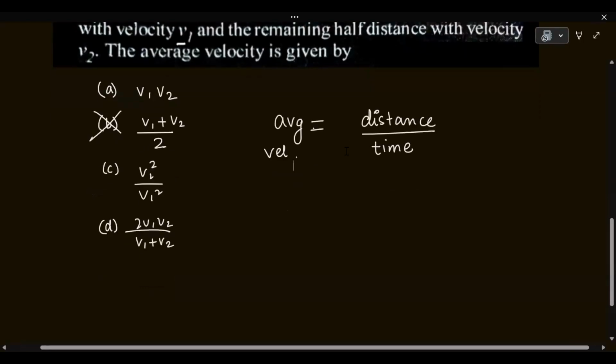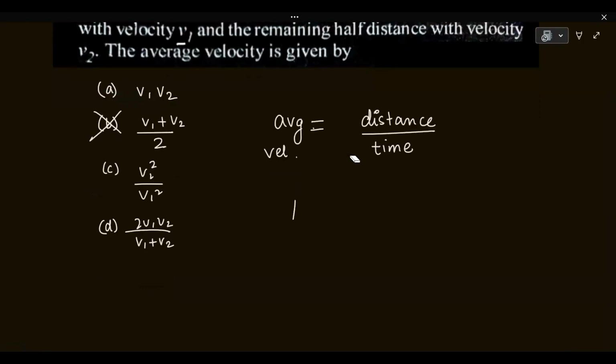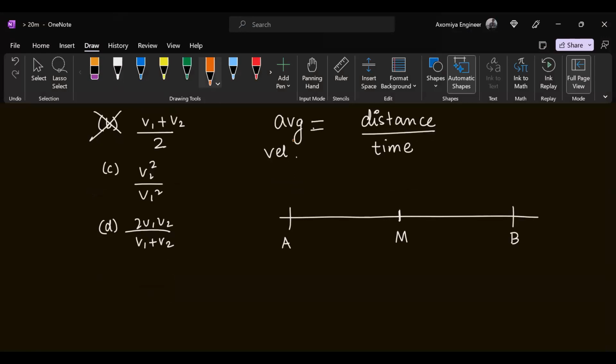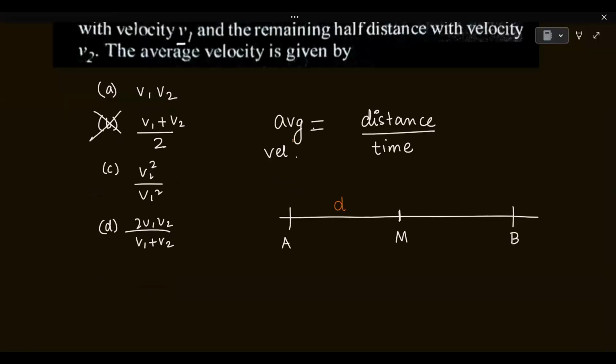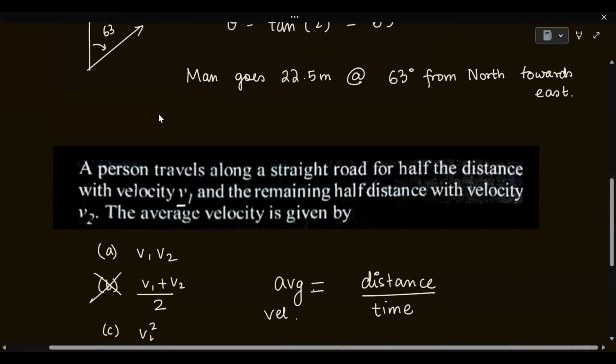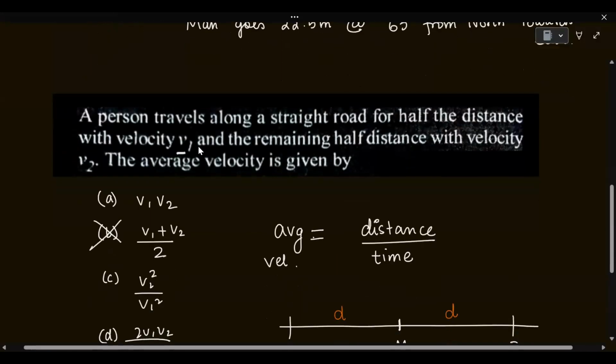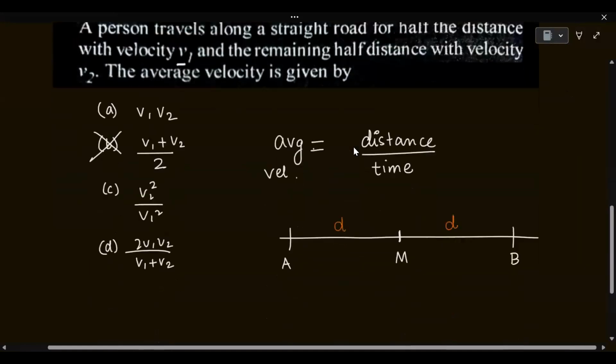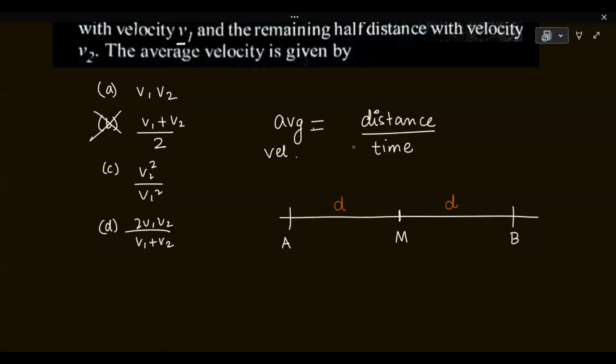Shouldn't it be total displacement by total time? Yeah, let me explain and then I'll clear it out. Give me 1 second. So let's say the body is going from A to B, and let's say the midpoint here is M. Guys, if I consider this distance as D, can you tell me what is this distance? D. Why? Because M is the midpoint. A person travels along a straight line for half the distance with V1 and the remaining half distance with V2. So I have taken this half point right here. This distance, sorry, displacement is D, this displacement is D. A to M velocity was V1, M to B velocity was V2.